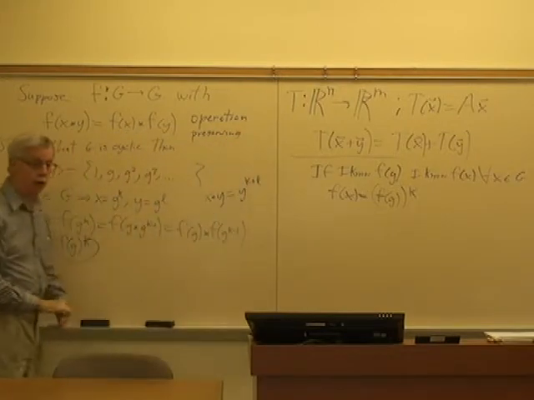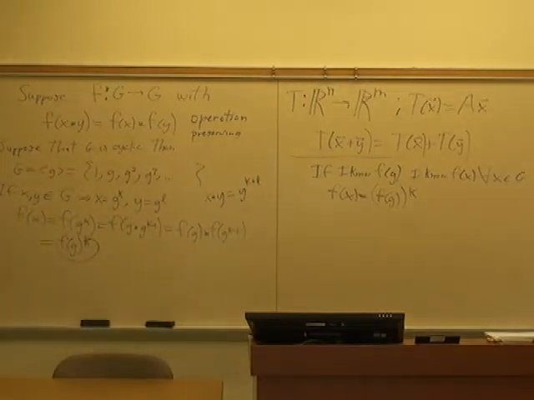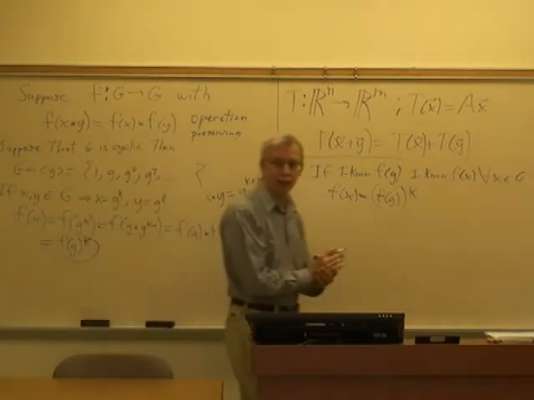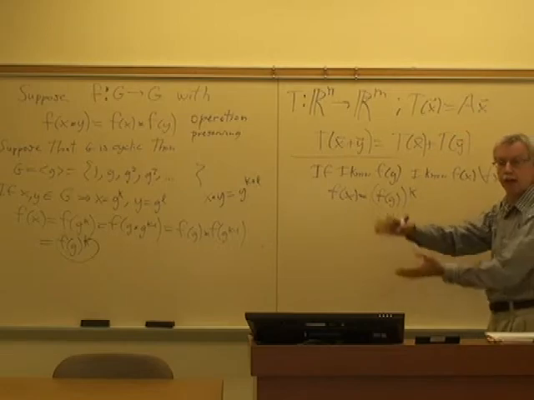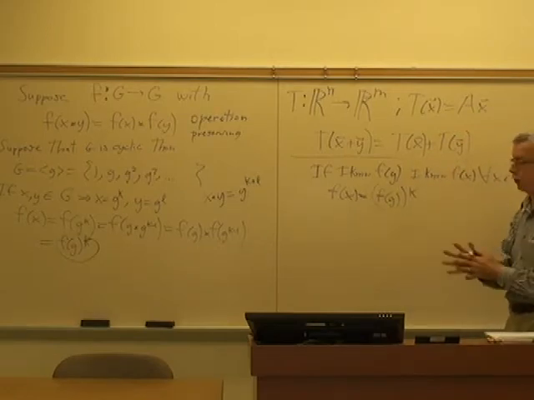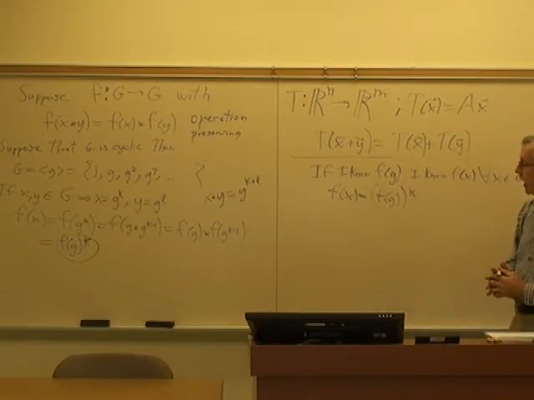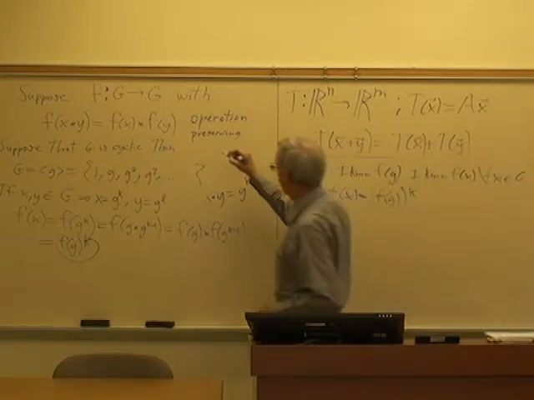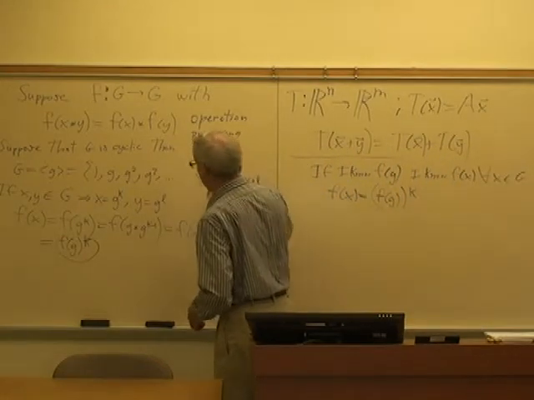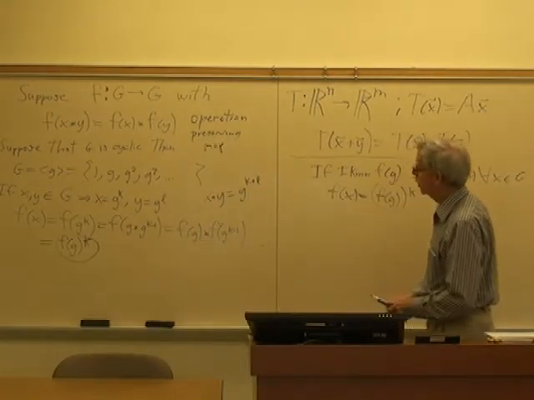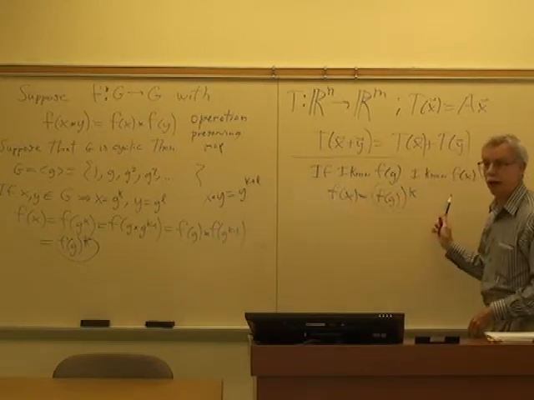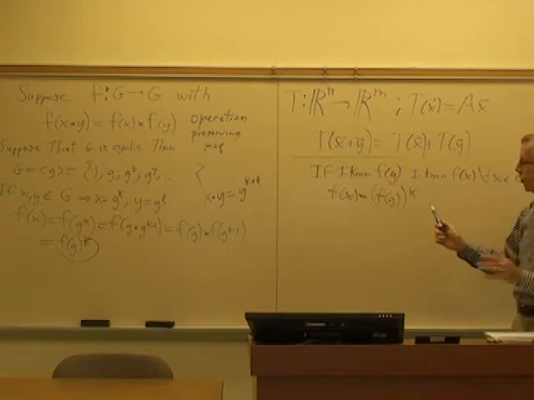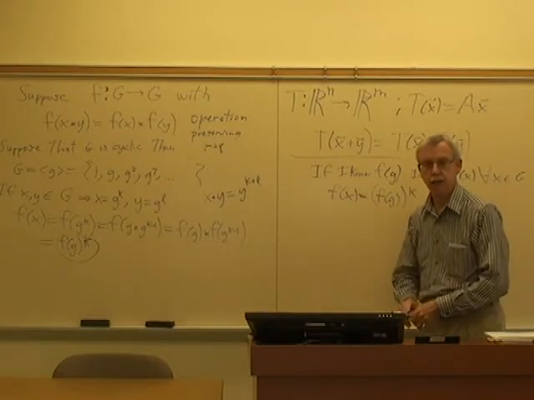We use this in linear algebra. If we know what a linear transformation does to the basis vectors, then we know what it does to everything, because I can write everything in terms of the basis vectors. Well, this is a generalization of that idea. When I have an operation-preserving map and a cyclic group, if I know what this map does to the generator, I know what it does to everything. And so that's powerful, especially where the group is infinite.